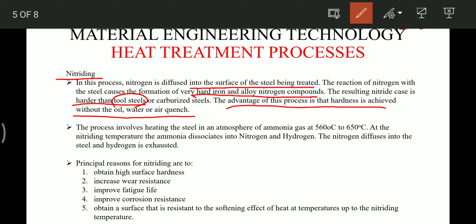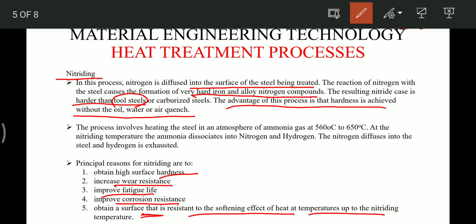So basically this process of nitriding obtains high surface toughness, this hardness, then this increases wear resistance, improves fatigue life, improves corrosion resistance, and then obtains a surface that is resistant to softening effect of the heat at temperature up to nitriding temperature. So how is this nitriding carried out?